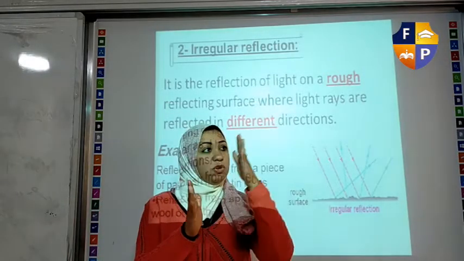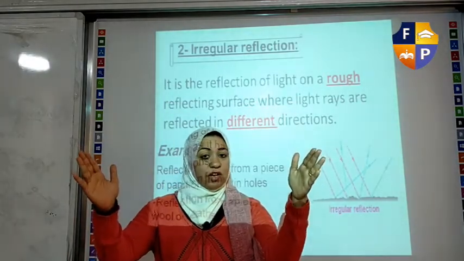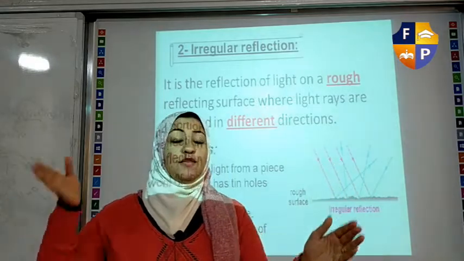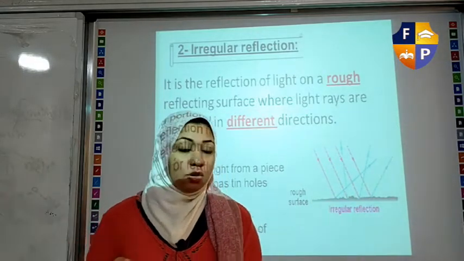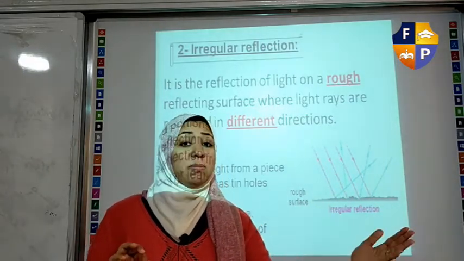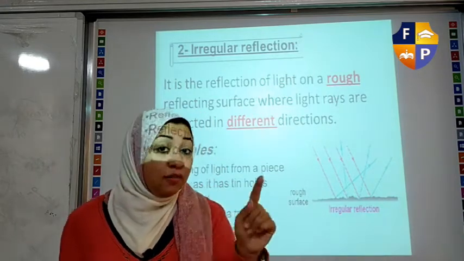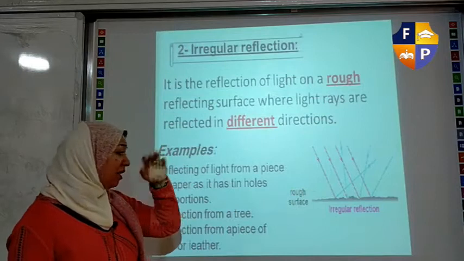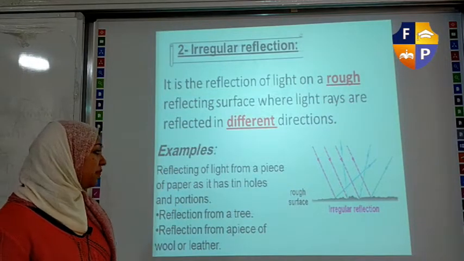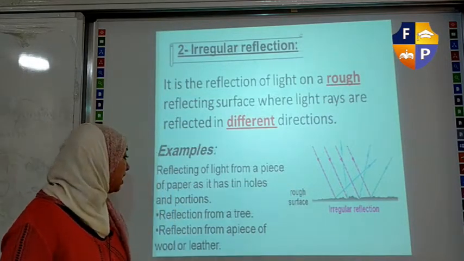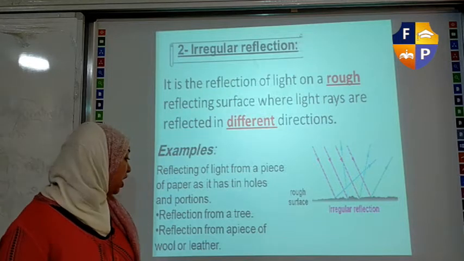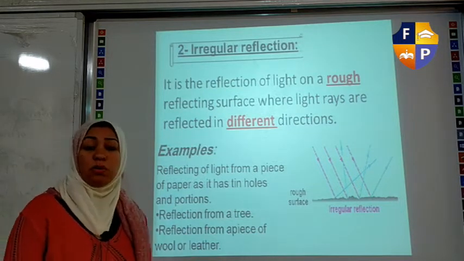So to compare between regular and irregular reflection: regular reflection is on a smooth surface, irregular reflection is on a rough surface. Regular reflection is reflected in one direction. Irregular reflection is reflected in different directions. Like what? Like the reflection from a piece of paper that contains tiny holes, from a tree, and also from wool or leather.